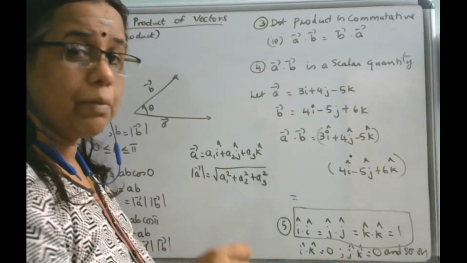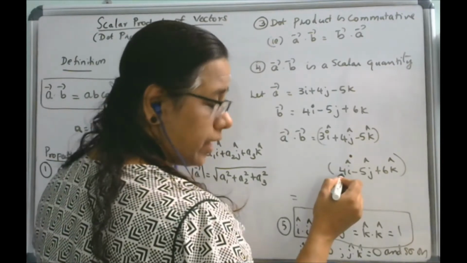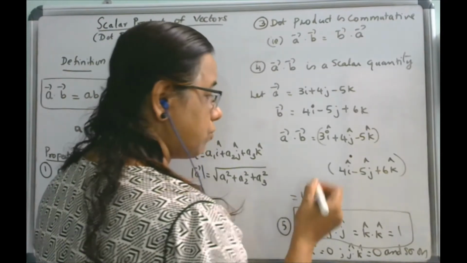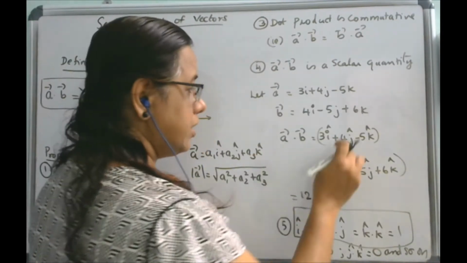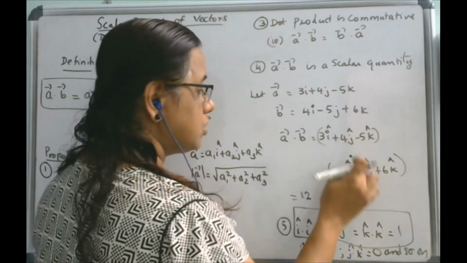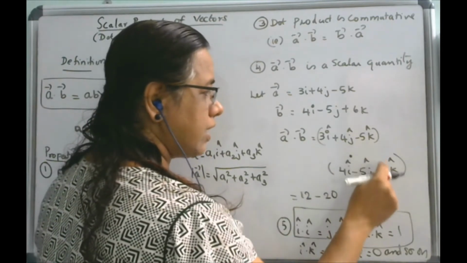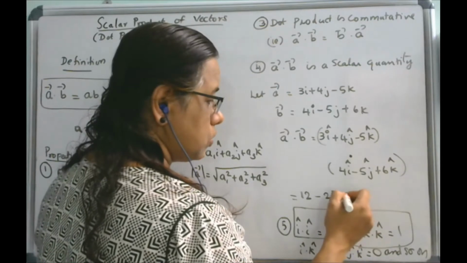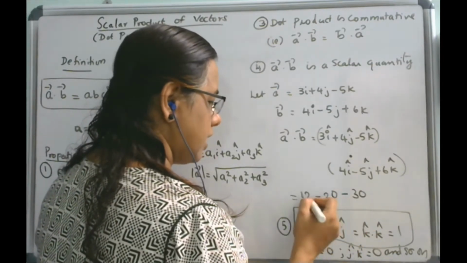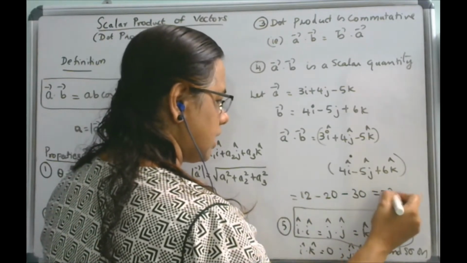So using that property, for this calculation you will have only 3i dot 4i. So 3i dot 4i, when you take it, will be equal to 12, 3 into 4, because i dot i will be 1. Then 4j dot minus 5j, because all other values will become 0. So 4j dot minus 5j will become minus 20. Then minus 5k dot 6k will become minus 30. So altogether what you get here is 12 minus 20 minus 30, which will be equal to minus 38.